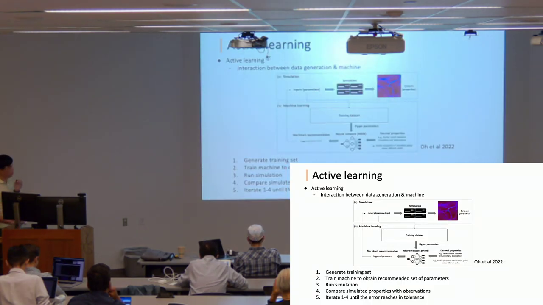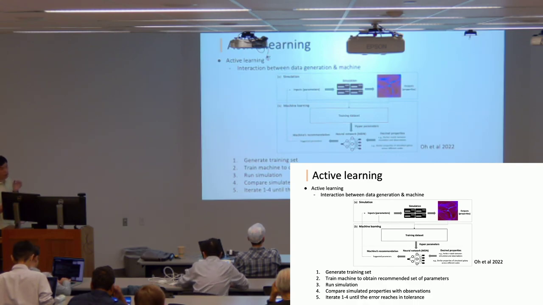So the structure of the machine itself, we are trying to employ active learning. So it's an interaction between the data generation and the machine. Essentially, we give the machine a training set of data. So we run a few simulations and give them to the machine. Based on what observables you want to minimize, the difference between observation and simulator properties, the machine would recommend a set of parameters that you can use. So you run the simulations, analyze the properties from the output, and feed it back to the machine. Using this active learning, the machine will focus more and more on the region of interest within the simulation parameters.